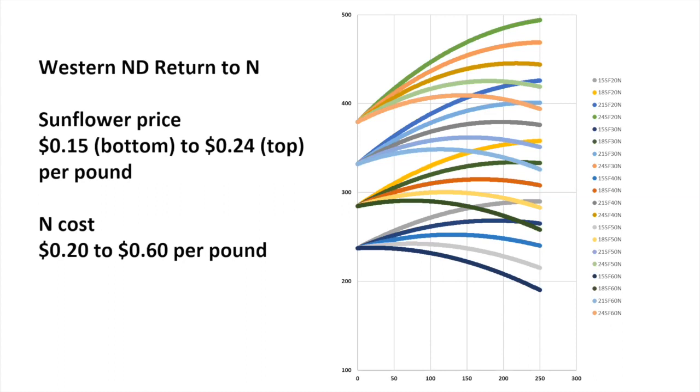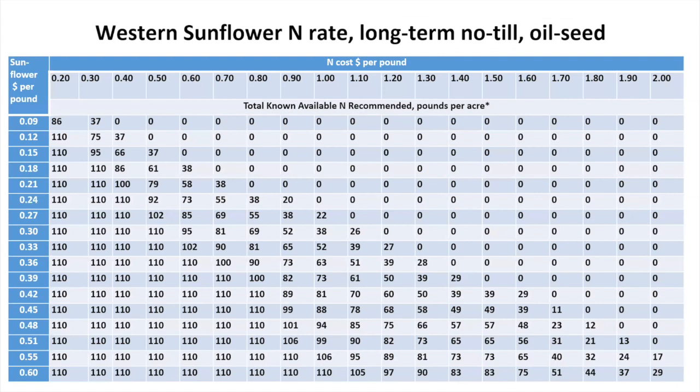So since nitrogen cost in the past 30 years has gone from like 20 cents to $1.40 a pound or so, and sunflower price last year was well over 30 cents, which is above our calculator, I've included prices and costs well below that. So I don't want you to go blind, but this is an example from the circular with the Western sunflower suggested N rates, long-term no-till oilseed. And the sunflower prices go from 9 cents a pound to 60 cents a pound. And then the N costs go from 20 cents to $2.